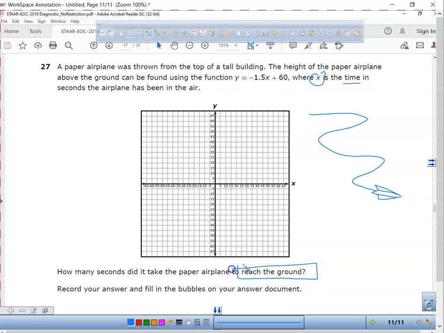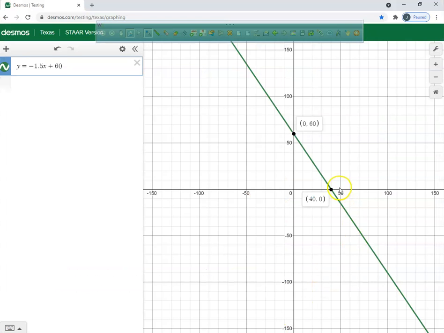Reach the ground. Can you guys put right here, on the x-axis right there, that's considered to be the ground. So that's the ground, everybody. Now I realize x is time, like this represents the time right here. But if we look at our graph, would you agree it hit the ground right there? That's when the height is 0. How many seconds did it take it to hit the ground? 40. That's why your answer was 40.